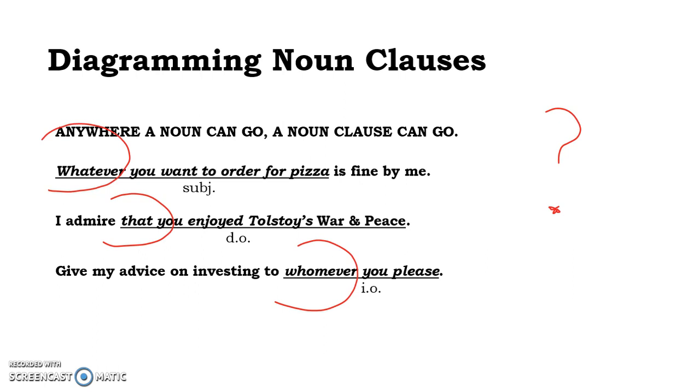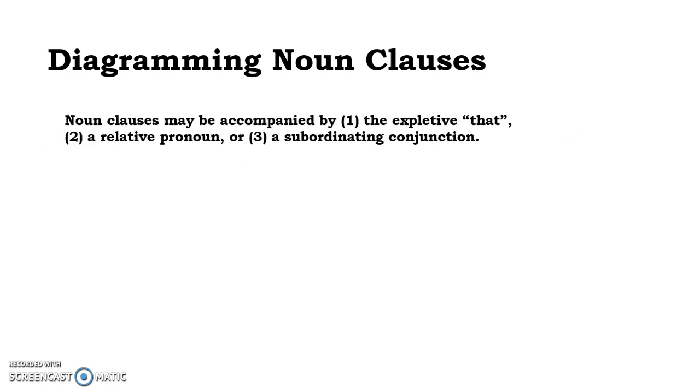Okay, I just used some terms a moment ago that may have been unfamiliar. Relative pronoun, expletive, that. What are all these things here in these noun clauses? Let's explain. Noun clauses may be accompanied by either the expletive that, which is simply the word that, and it's expletive because it's not actually denoting anything. It's not expletive because it's bad words. Expletive because it doesn't have any kind of referent. It's just a word that connects the noun clause to the rest of the sentence.